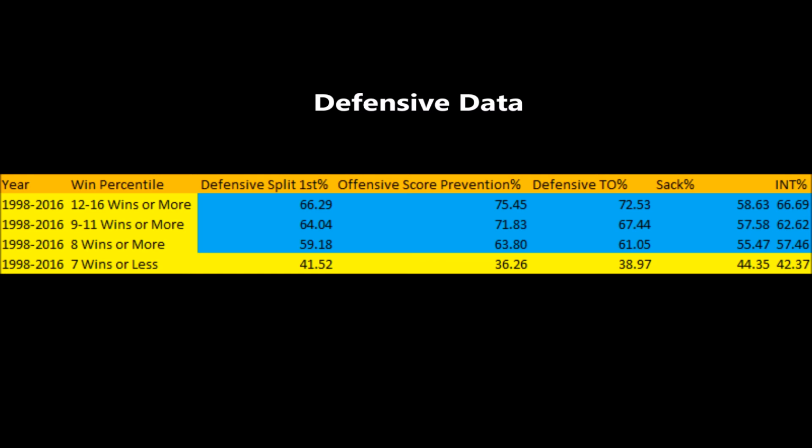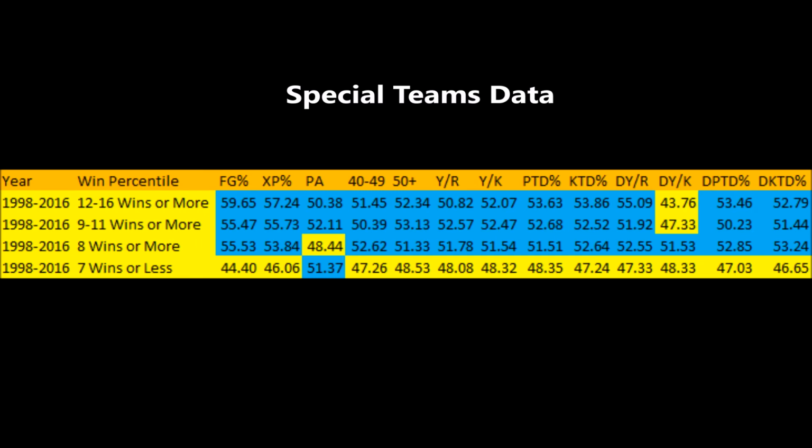Then we get into something that I think people don't talk about often: special teams, right? I went and looked at all the special teams data in terms of field goal percentage and extra point percentage. So, what's your percentage when it comes to converting extra points? Punting average, for example, as well. Field goals that are 40 to 49 yards. Field goals that are 50 plus.